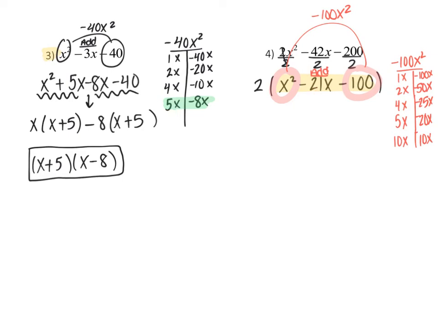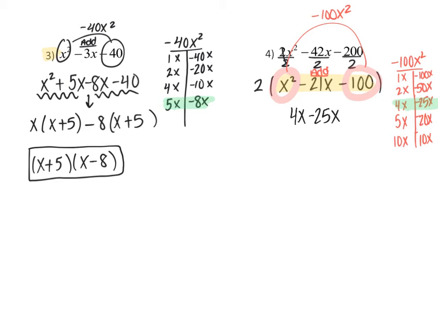So let's see. I want it to add to a negative 21. So which pair on this list adds to a negative 21? You should be thinking 4x and negative 25x. So I can go ahead and rewrite this middle as 4x minus 25x.